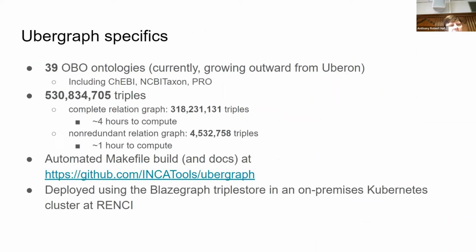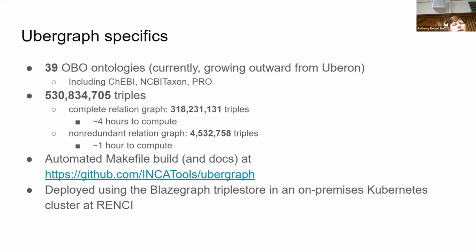And so just some specifics about Ubergraph now. I already said there's 39 ontologies there, and it's been growing outward from Uberon, which is where it started. It started when someone at Rinci asked me how they could query for which cell types were connected to which anatomical structures in Uberon. So it started working on that then.